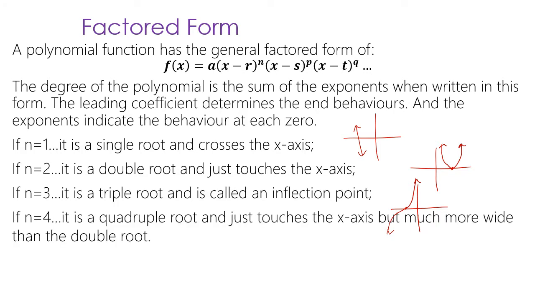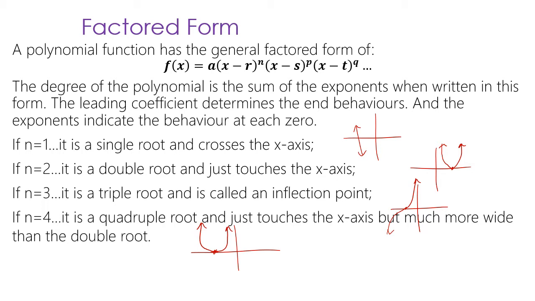If n is 4, it's considered a quadruple root, which means it just touches the x-axis, but much wider than a double root. So, x and y, and it looks more like a horseshoe. So it kind of does something like that. It still only touches it once.